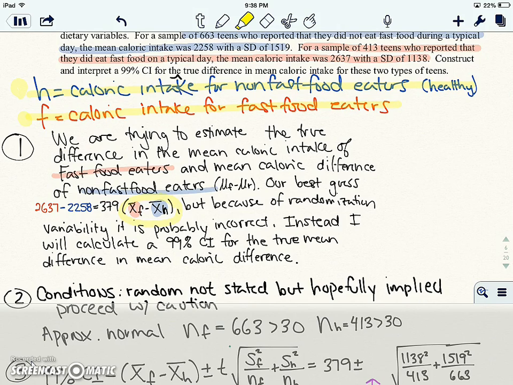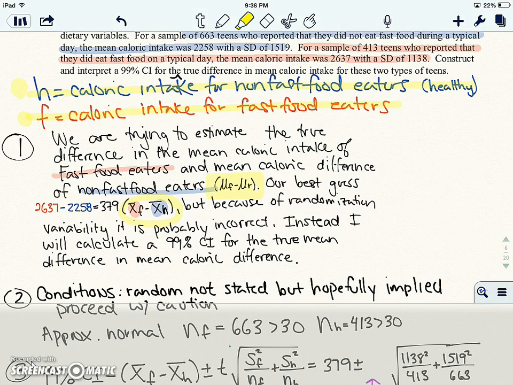So I'm going to go ahead and do my full step one and read it for you. We are trying to estimate the true difference in the mean caloric intake of fast food eaters and the mean caloric intake of non-fast food eaters. So here's a definition you have to define if you didn't say it in a sentence. Our best guess is 379 if you subtracted the two, but because of randomization variability it is probably incorrect. Instead, I will calculate a 99% confidence interval for the true mean caloric difference.